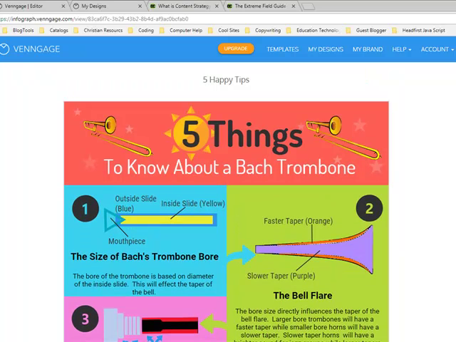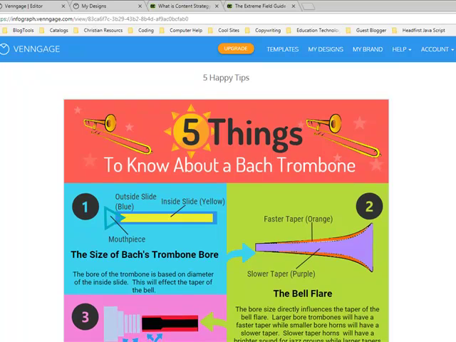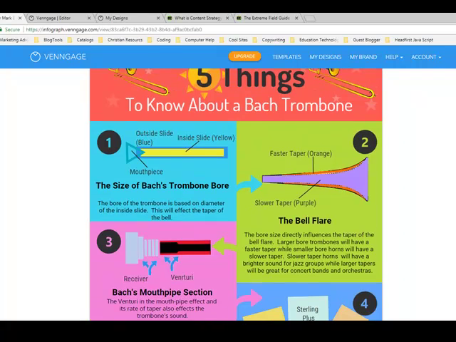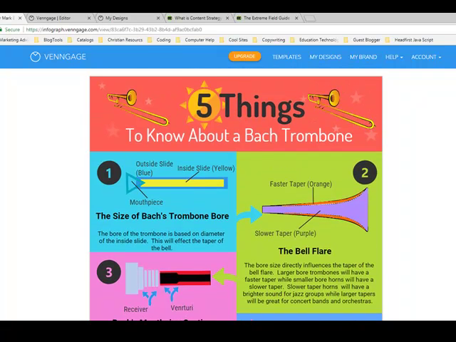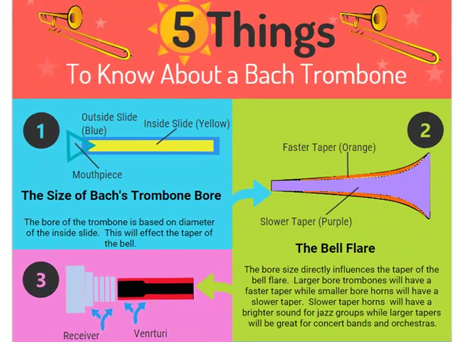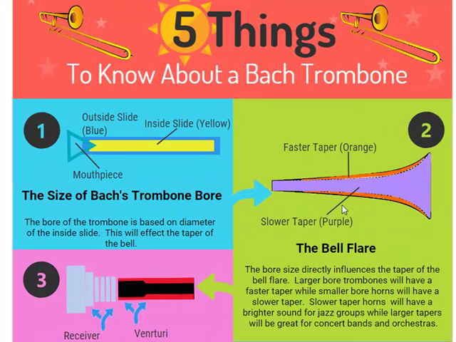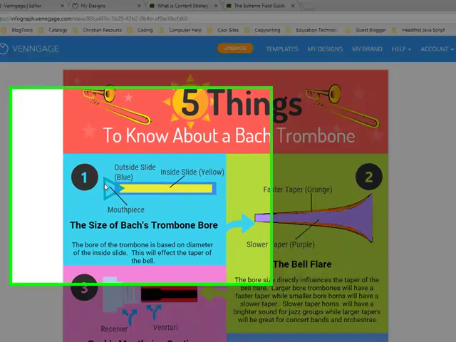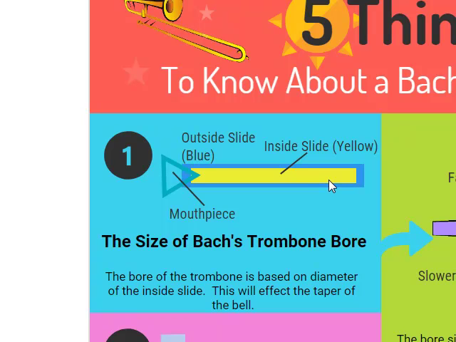I wrote an article on how the Bach trombone is one of the best trombones ever, and I created an infographic that says 5 things to know about a Bach trombone. I used all the free graphics on the Venngage site to create most of these images. You can import some of your own images. For example, this one right here, the bell flare, was not in the Venngage free images, so I had to import it, and they allow you up to a certain number of imports. But this particular graphic, number 1, was done using all Venngage's free clip art, images, and shapes.